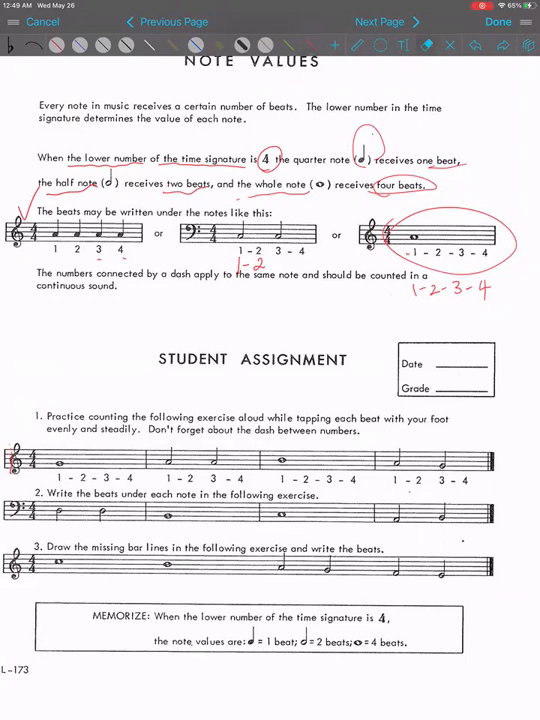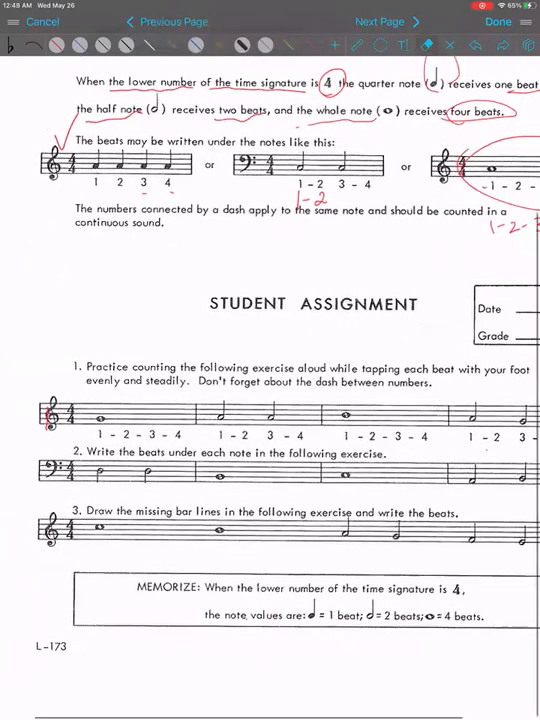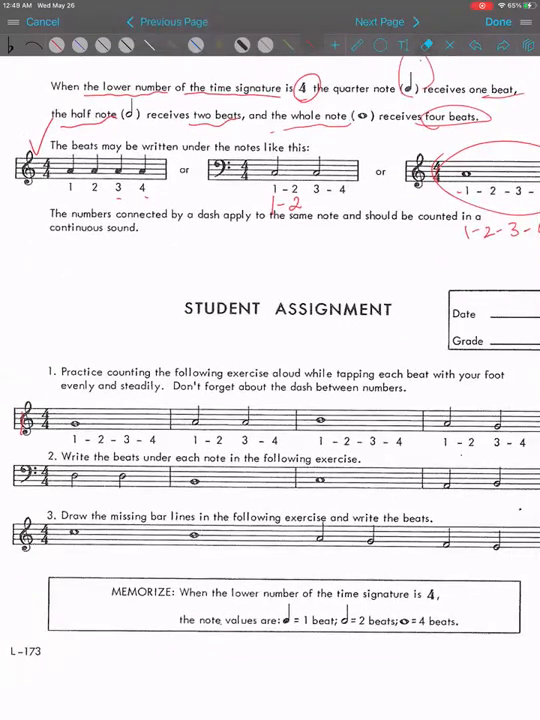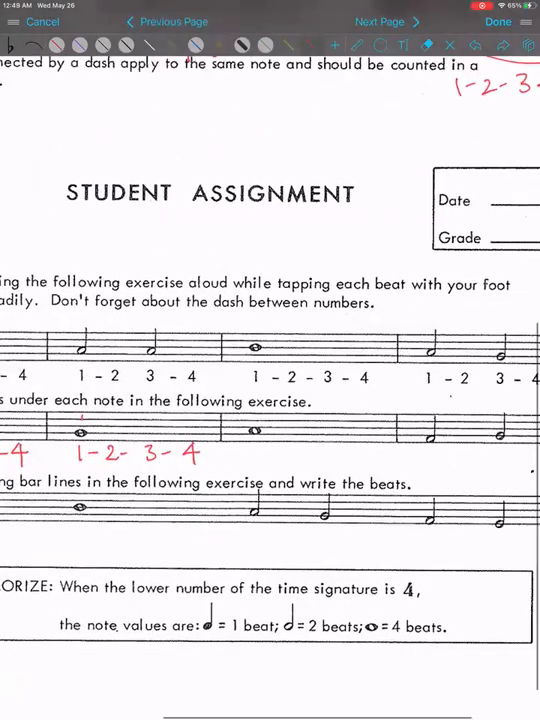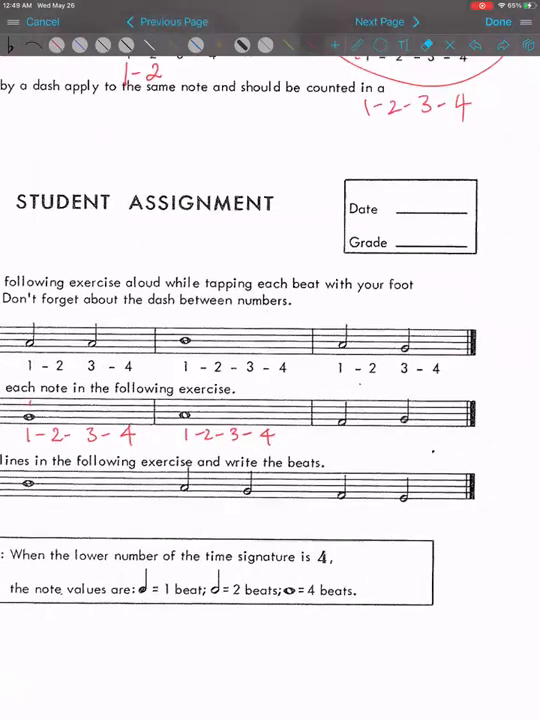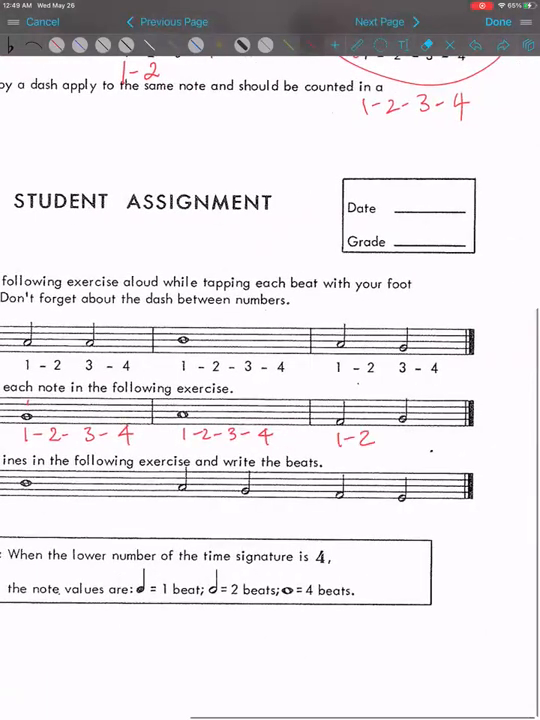Write the beat under each note in the following exercise. So here we go. We have half note. So half note has 2 counts in 4/4. So we're gonna write 1-2, 3-4, and this one's whole note. So it's 1-2-3-4. Next one, whole note again. So 1, 2, 3, and continue. And this will be 1-2, 3-4.